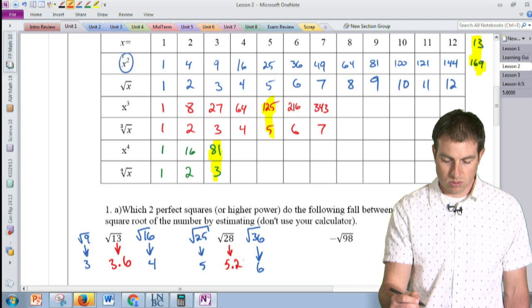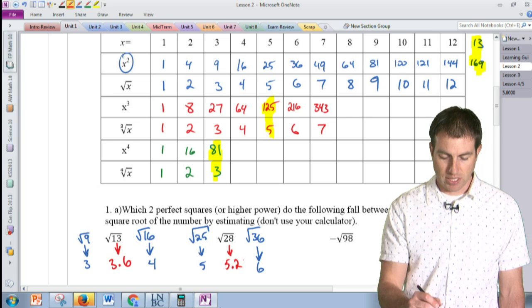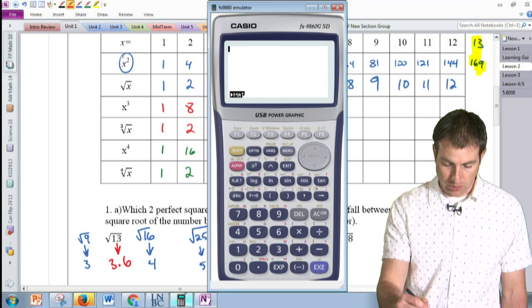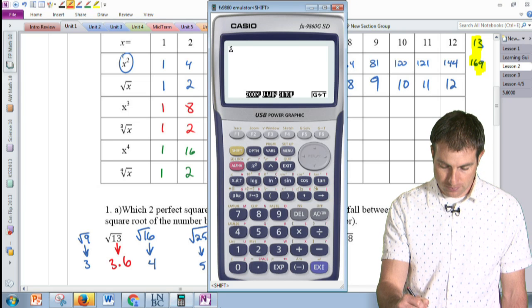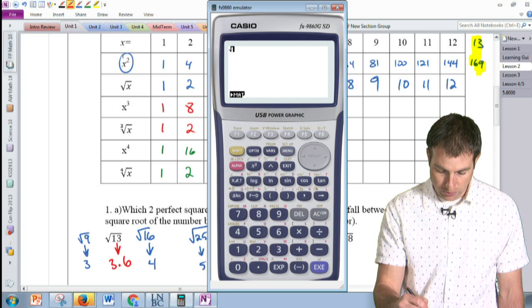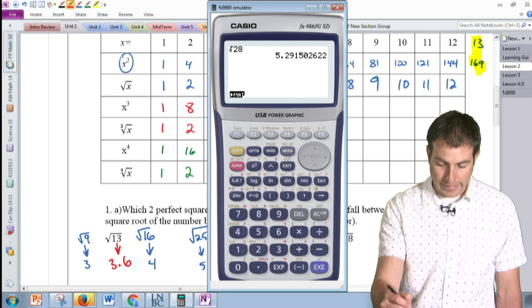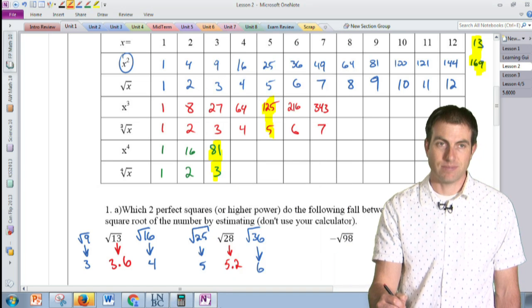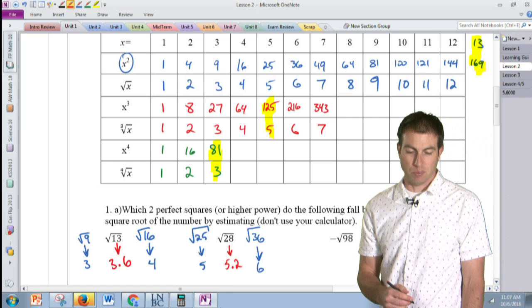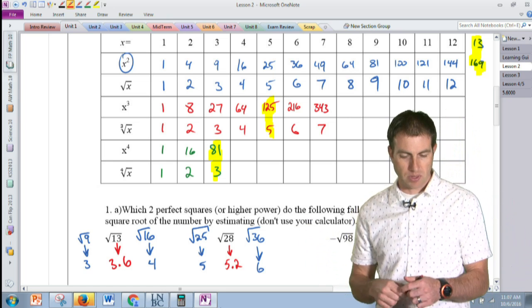Do we want to check? I kind of want to check. Here we go. Square root. I lost my square root button. Where is it? Square root of 28. 5.29. I put 5.2. It was probably 5.3. Would have been a better estimation, but it was my estimate, so it's okay. I'm happy with that.